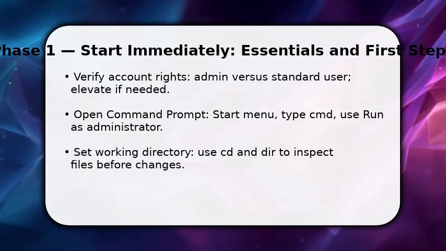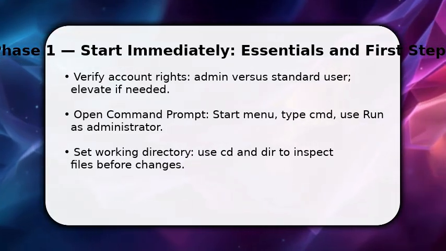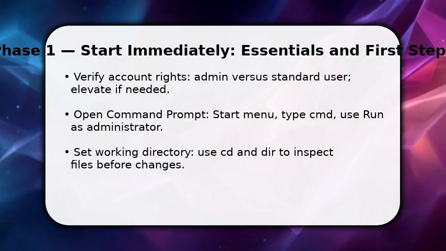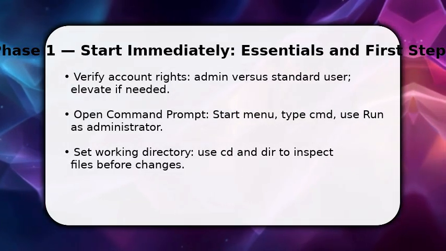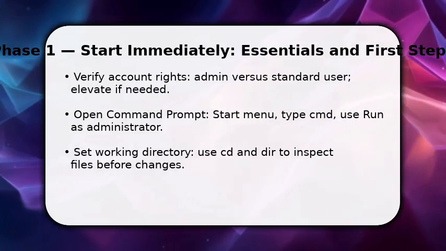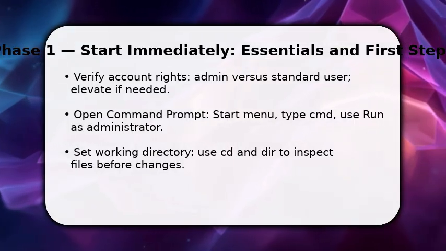Enjoy the video. You start by confirming you have the right permissions. If you need admin access, request or elevate now. Once done, open Command Prompt. Press Start, type CMD, then choose Run as administrator to avoid permission errors.